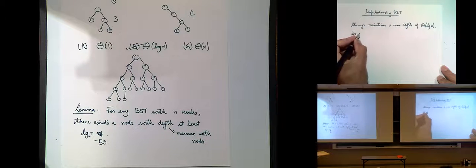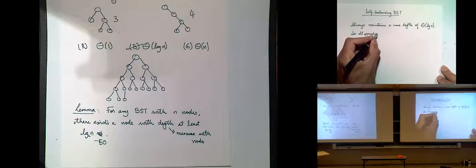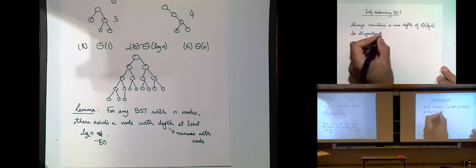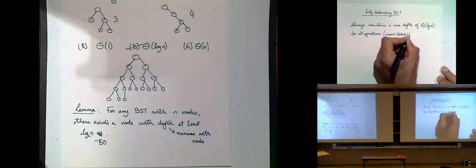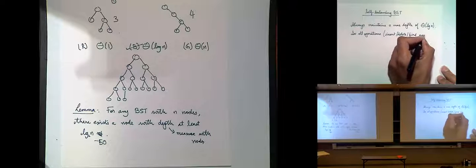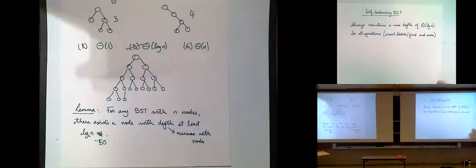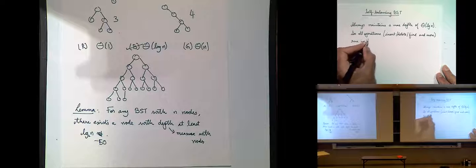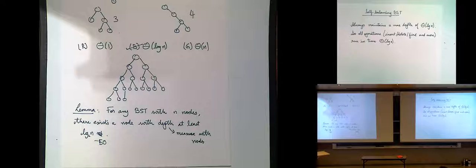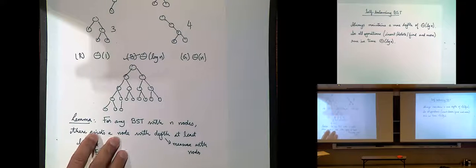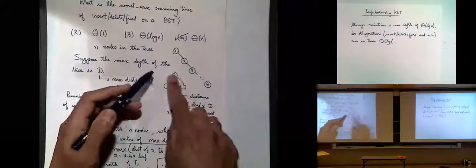So all operations, which are basically insert, delete, find, and more. And the more is something that you'll see in your next homework. All operations run in time theta of log n. So the idea is it's just a binary search tree, but it's a binary search tree whose depth is always going to be log n, which, for example, in this tree is not the case.